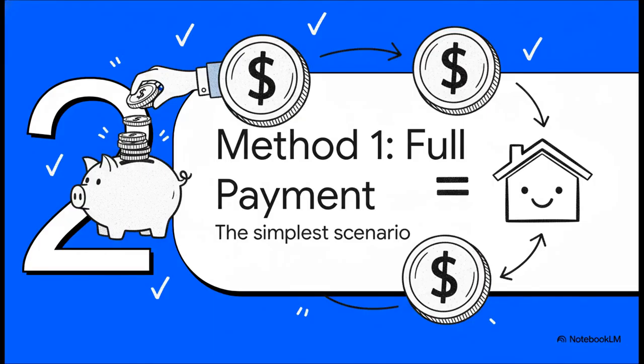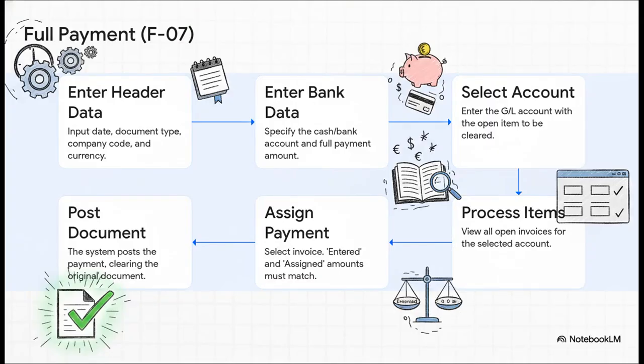Let's kick things off with the best-case scenario, the one we all love. The customer pays the exact amount of the invoice. It's clean, it's simple, no complications. Okay, so in SAP, you're probably going to pop open transaction code F-07 for this. First, you fill in the basic stuff, the header data. Date, currency, you know the drill. Next, in the bank data section, you tell SAP which account the money came into and, of course, the full amount. Then you point the system to the GL account that has the invoice we want to clear.